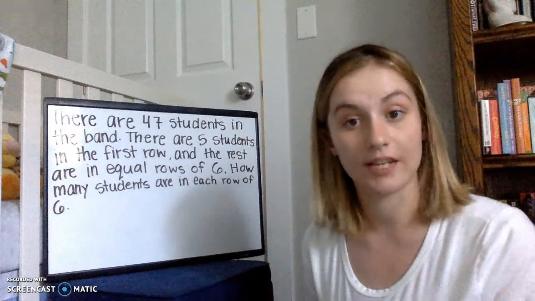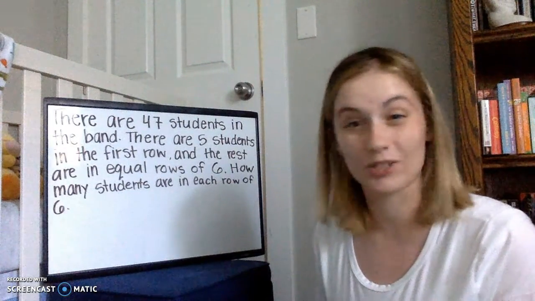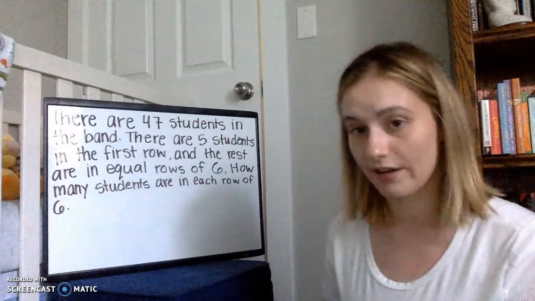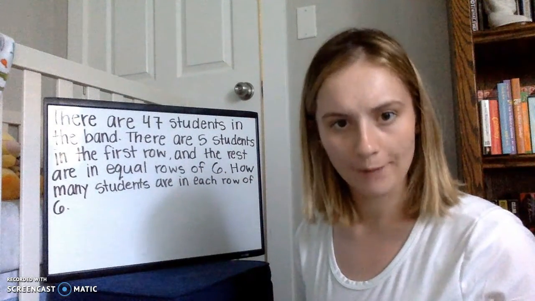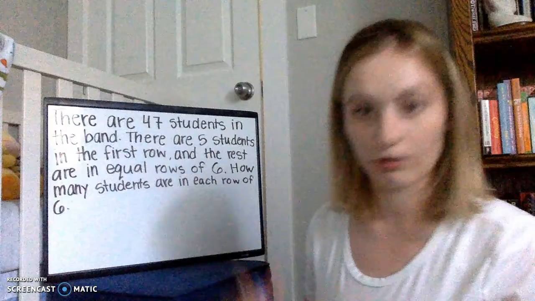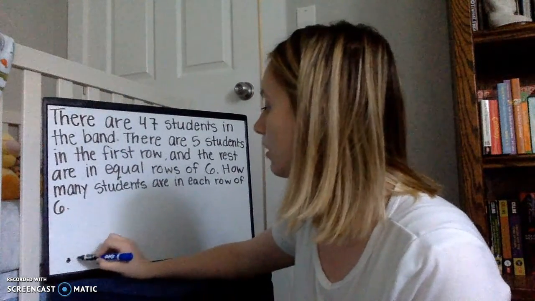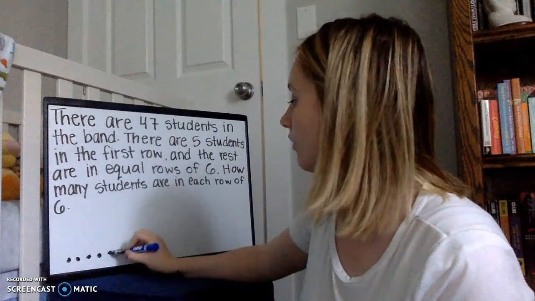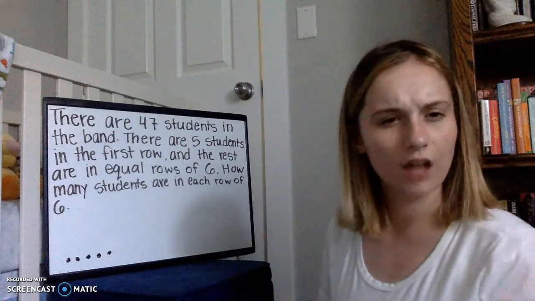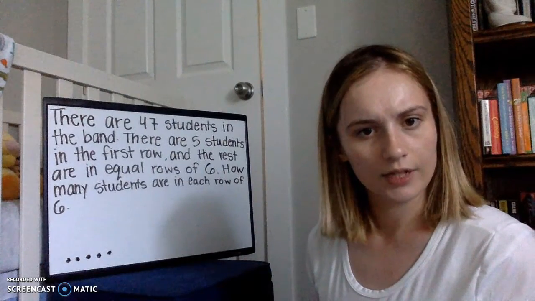each row of 6? This one I want to draw a picture because I can't understand what's going on unless I draw a picture. So here I go. There's 47 students in all. Okay. 5 students are in the first row. So let me just draw the first row. That's what they tell me. Okay, 5 are in the first row. 1, 2, 3, 4, 5. Great, got it. The rest of the students are in equal rows of 6.